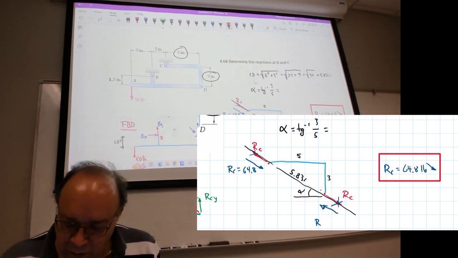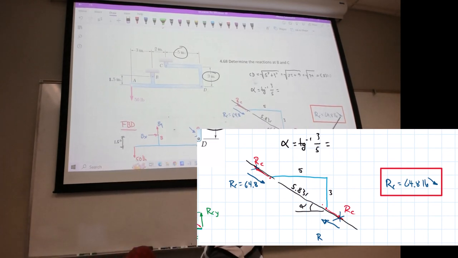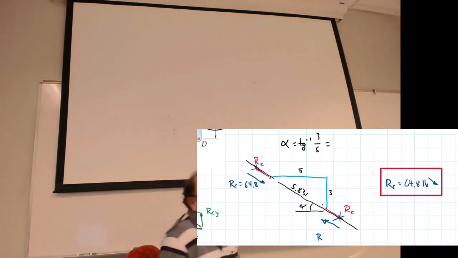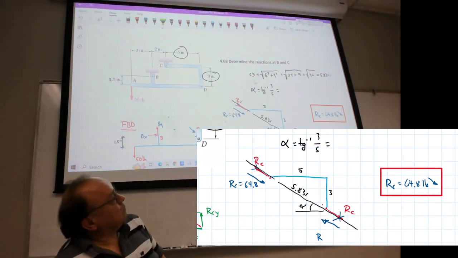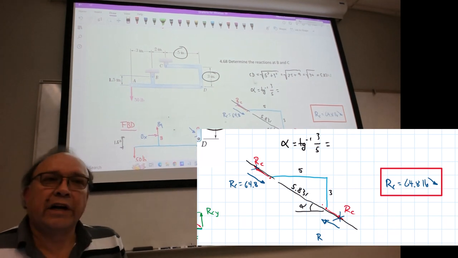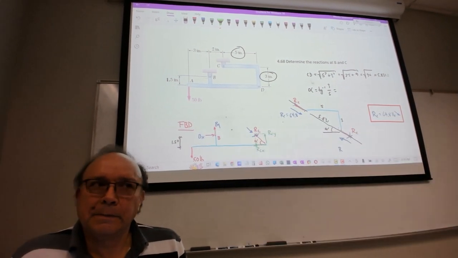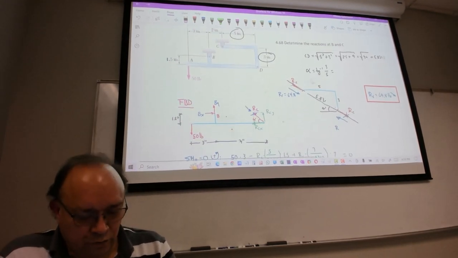Is it clear where that direction is going? Yes, it's perfectly clear because I put the arrow showing in what direction it goes. I'm not saying the angle, right? Okay, makes sense. Now we need the other two.